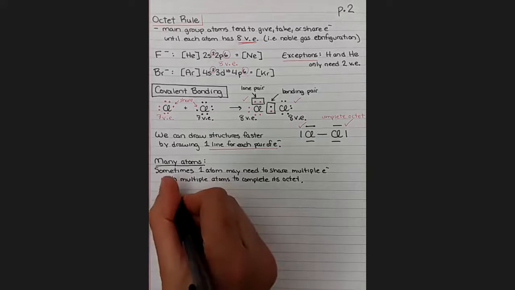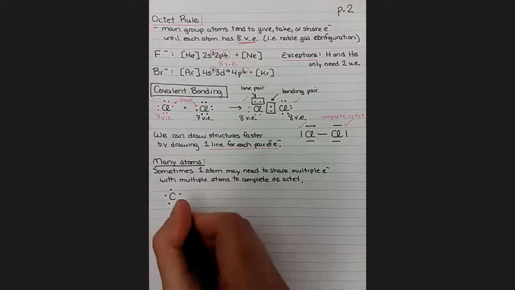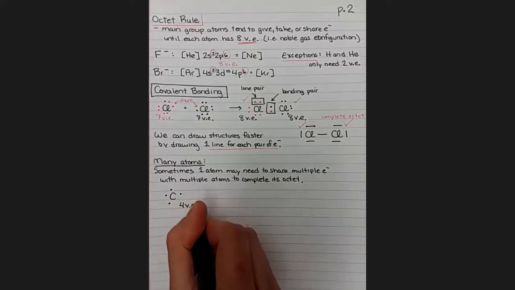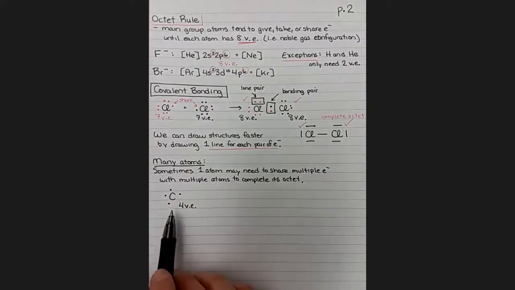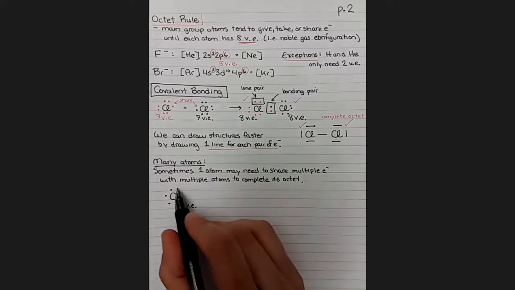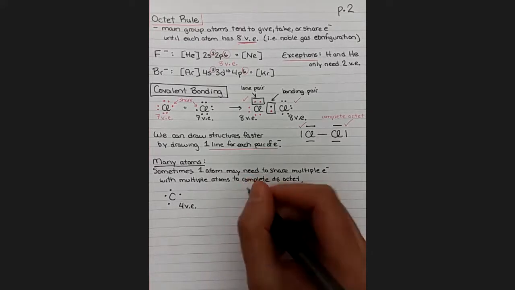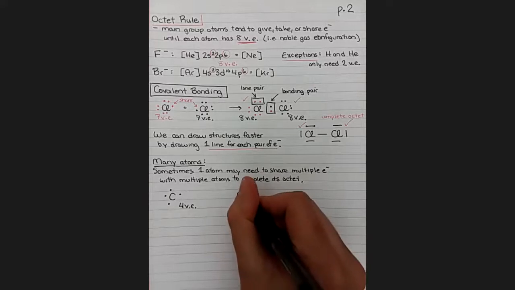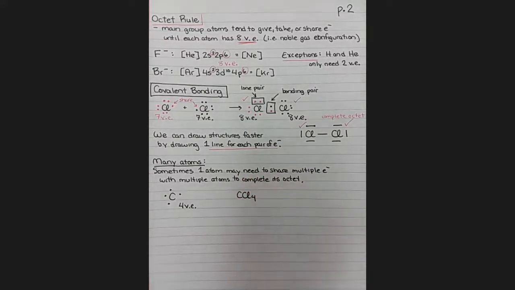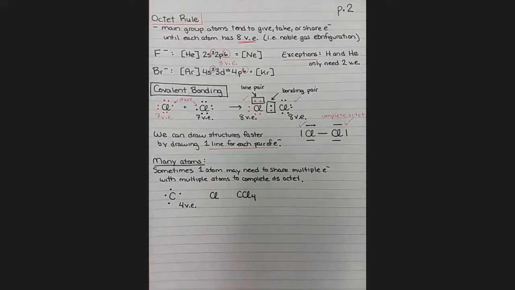But what if we had something like carbon? Carbon is in group 14. It only has 4 valence electrons. So it's unlikely it's going to find one atom that's willing to share 4 electrons at once with it. So what it's going to need is one atom to share each of those missing electrons that it needs. And we can do that in the molecule CCl4. So our other atom is going to be the chlorine, that same one as the one we had up here.